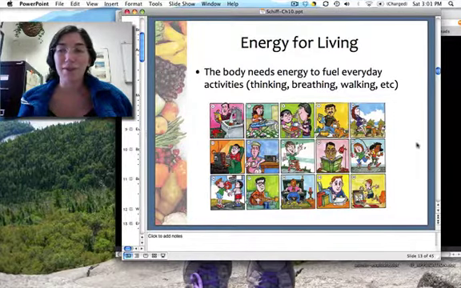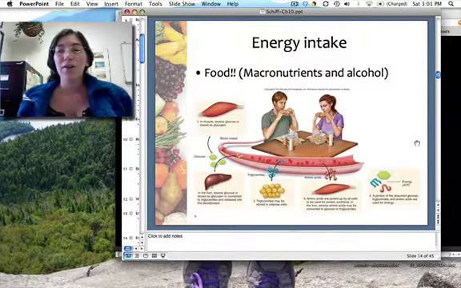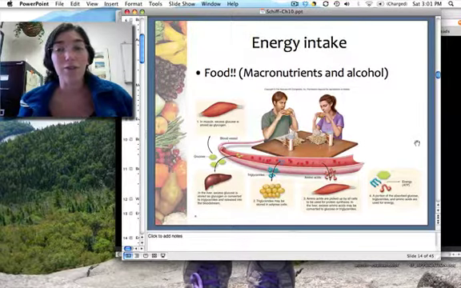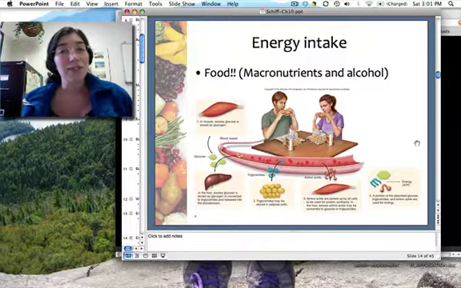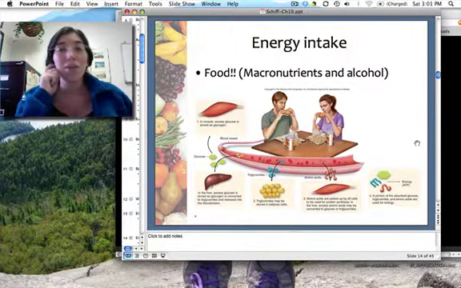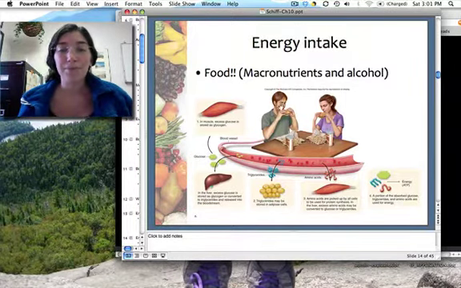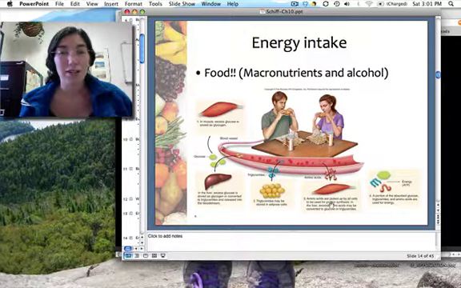Computer's being very slow. So, where does energy come from? Our energy comes from food. It comes from the macronutrients that we ingest and also any alcohol, because remember, alcohol provides 7 kilocalories per gram, so it does provide calories, it does provide energy. Otherwise, all of our energy comes from our macronutrients: carbs, fats, proteins. Okay?